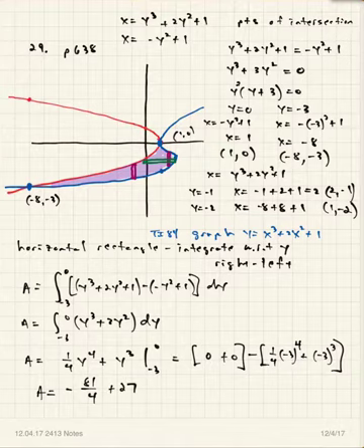I see students all the time make a mistake and get negative answers. A lot of times when you have a negative answer on an area between two curves problem, it means that you subtracted the curves in the wrong order. You did lower curve minus upper curve, or left curve minus right curve, possibly.